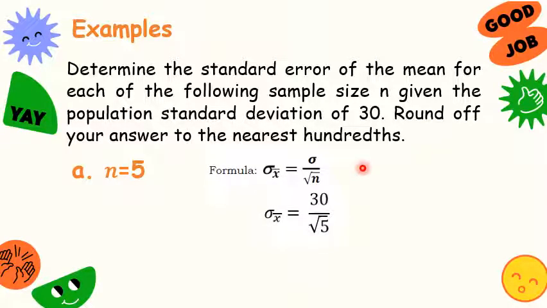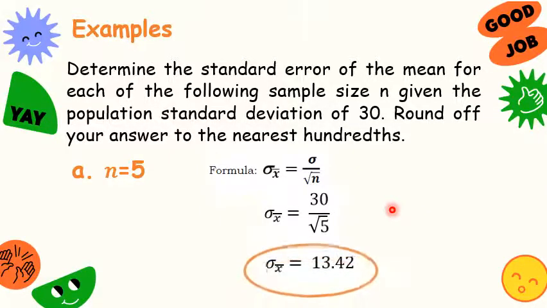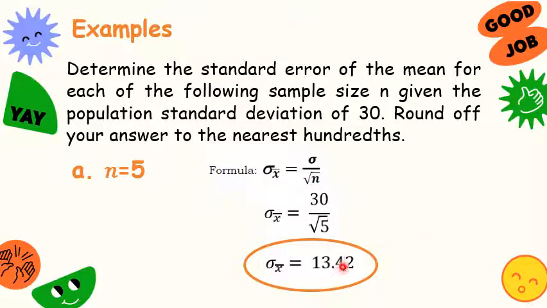And then, we have to substitute the given data to the formula. Yung value ng ating population standard deviation, ito is 30. Kaya ito ay 30. And then, yung n natin, yung sample size, is yung 5. So, 30 divided by the square root of 5 is equal to 13.42. So, medyo malaki yung error na yan. Kasi 13.42.